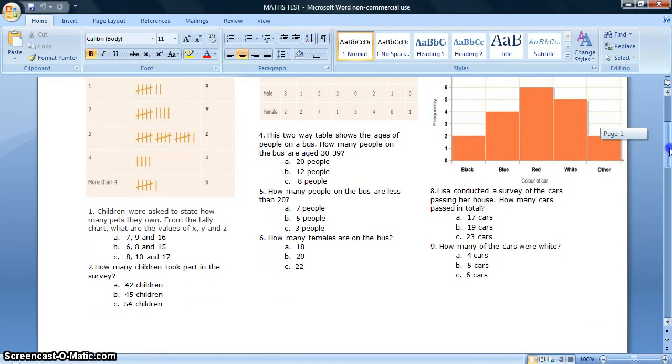Question 8. Lisa conducted a survey on cars passing her house. How many cars passed in total? A. 17 cars. B. 19 cars. C. 23 cars. Question 9. How many of the cars were white? A. 4 cars. B. 5 cars. C. 6 cars.